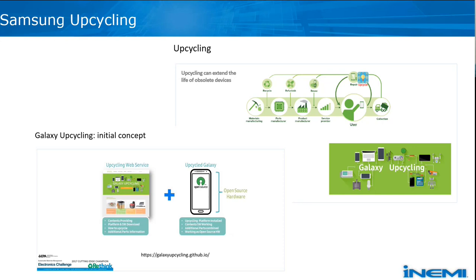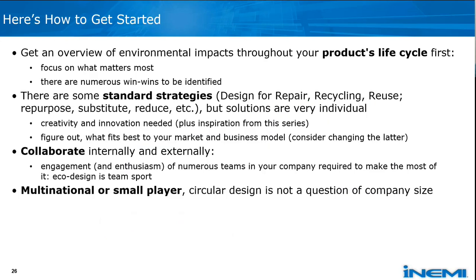Next slide, please. So how do we get started? Taking the three key themes that we've seen and identified and applying those. So the first one is get an overview of what the impacts are and what you want to impact. And you can do this by assessing the product's life cycle and understanding where the greatest impact is for that product. And then from there, you can look at standard strategies and what you would like to implement.